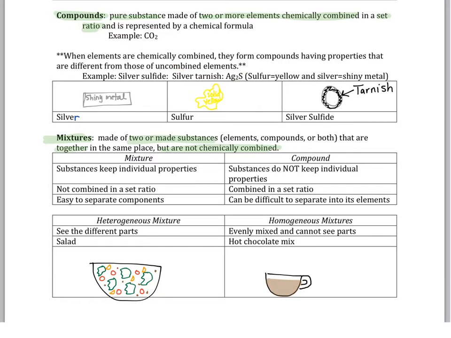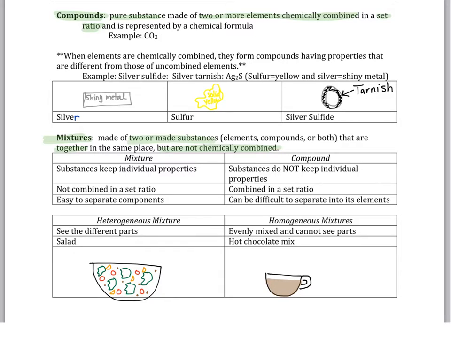those of uncombined elements. So, for example, you have silver, which is a shiny metal. When it is exposed to sulfur, which is a chalky yellow element, it creates silver sulfide, which we commonly refer to as tarnish, which is the blackening on the silver of silverware or jewelry.